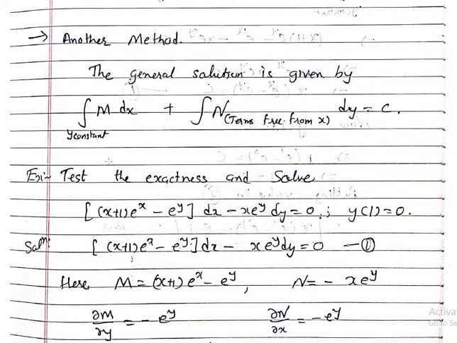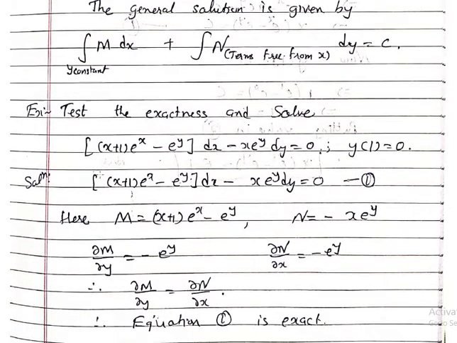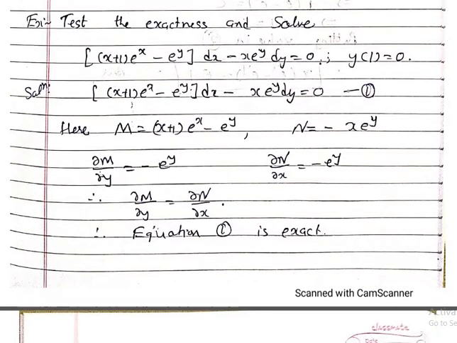Okay, so we are going to check out one example. Test the exactness and solve (x + 1) e raised to x - e raised to y whole into dx - x e raised to y dy is equal to 0. See here, y of 1 is equal to 0. So (x + 1) e raised to x - e raised to y into dx - x e raised to y dy is equal to 0. So M is equal to (x + 1) e raised to x - e raised to y, and N is equal to -x e raised to y.